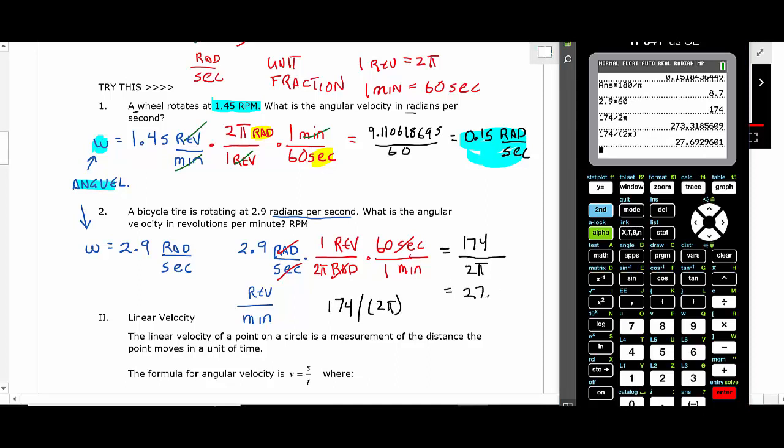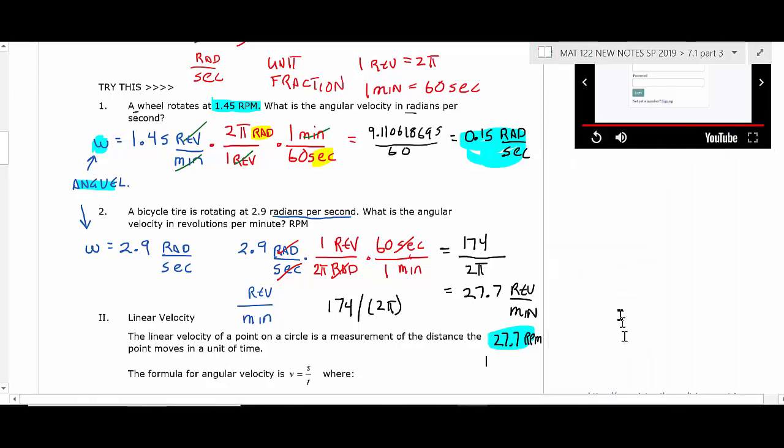So that would be 27.7, and we're in revolutions per minute, and you can just write RPM if you want to. So we end up with 27.7 RPM. That's what you should have got. Those two problems really were an exercise in unit conversion to begin with. So that'll take us through that part.